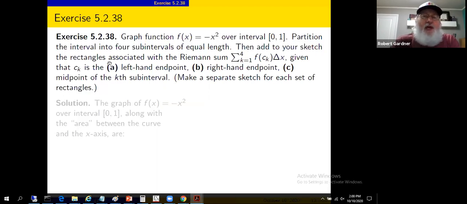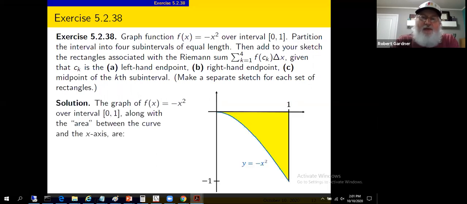Then add to your sketch the rectangles associated with the Riemann sum from k equals 1 to 4, f of c sub k, delta x sub k, given that c sub k is the left-hand endpoint, part A, the right-hand endpoint, part B, the midpoint of the kth subinterval, part C. They didn't ask us to do the arithmetic on the summing. They asked us to find the Riemann sum, and draw pictures, basically.